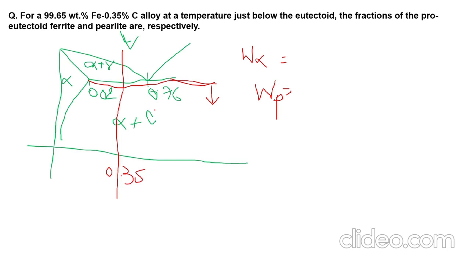Because you are in a hypoeutectoid region, you will always have some extra ferrite being formed, which is proeutectoid ferrite. You have to calculate that extra amount of proeutectoid ferrite, and the rest will be the pearlite. You can take 1 minute to solve it. It is simple, because you just have to use the lever rule to find the proeutectoid ferrite and pearlite.